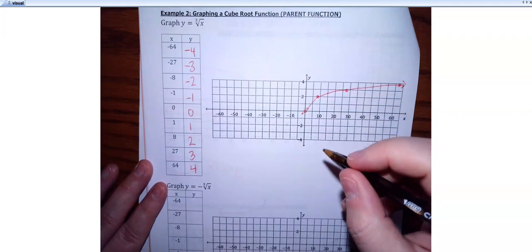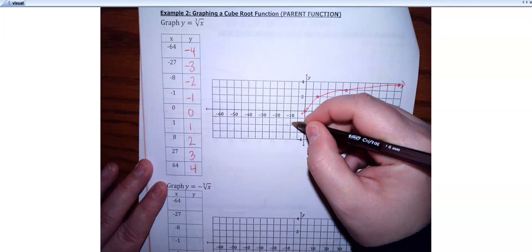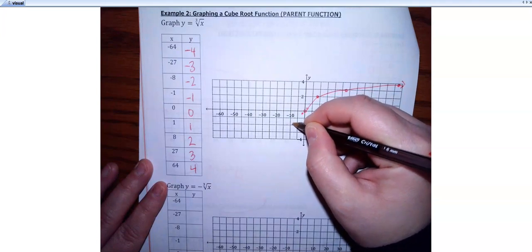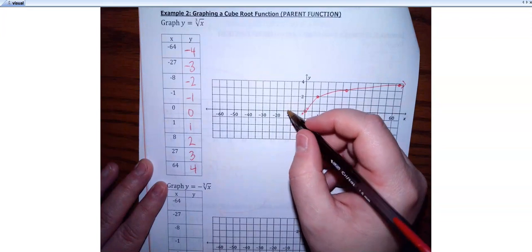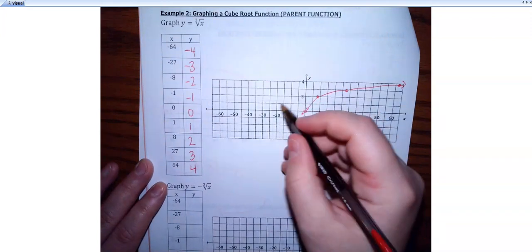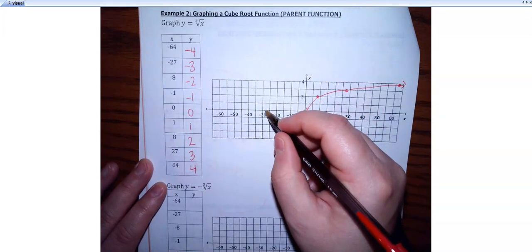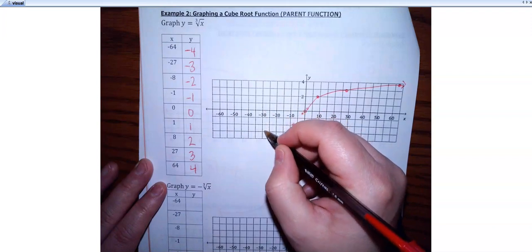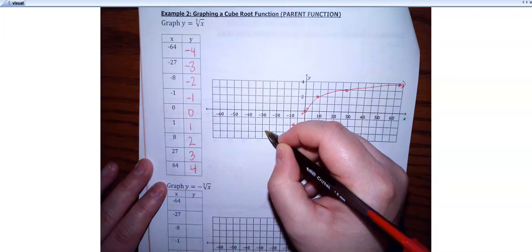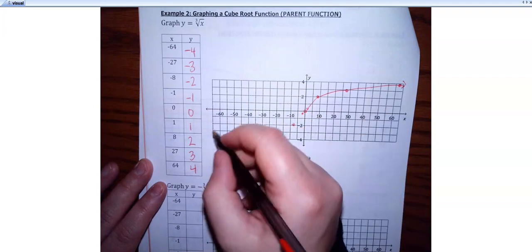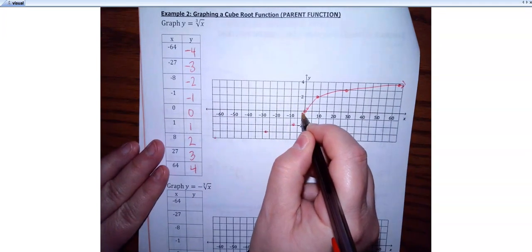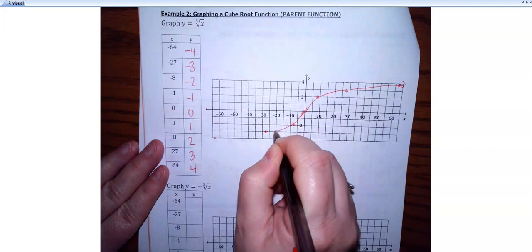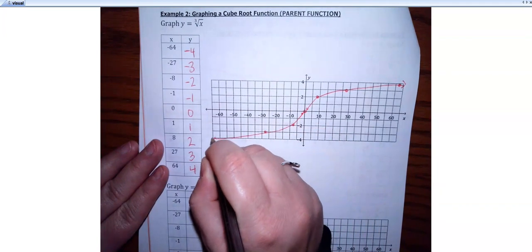And then we're going to do 8, -2. Again, these are just kind of estimated because of the way the scale is here, but we're just trying to get a general shape so you guys can see it. -27, -3, maybe like right in there, and then -64, -4. So instead of going forward and making a sideways U, it flips back.